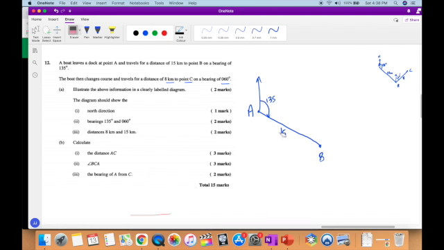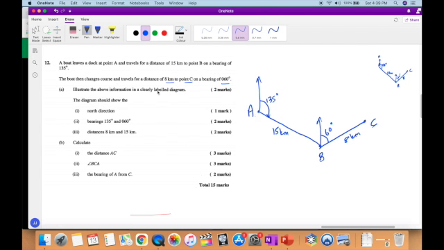I'm just trying to be neat about it. 15 kilometers, right? And then this is the north line here. So from B, it travels 60 degrees to point C, which is 8 kilometers away. And now we have this diagram here.